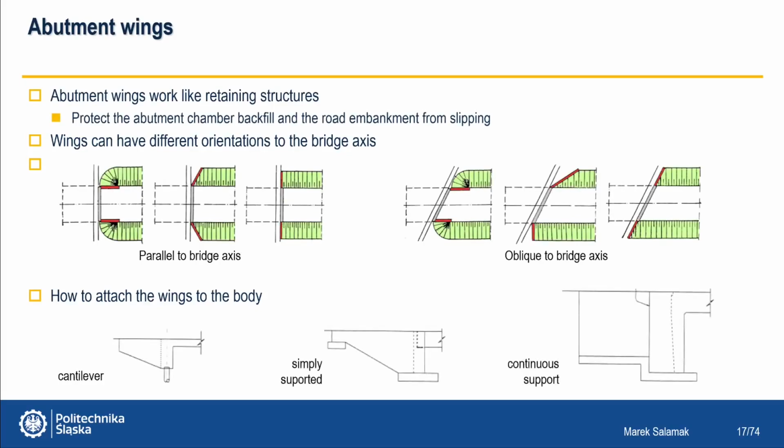Abutment wings work like retaining structures. They protect the abutment chamber and the road embankments against slipping. The wings may have different orientation with respect to the bridge axis. They may be parallel to the axis of the bridge or they may be inclined to the axis. The way of mounting the wings in the body of the abutment may also be different, either cantilevered or freely supported or continuous.